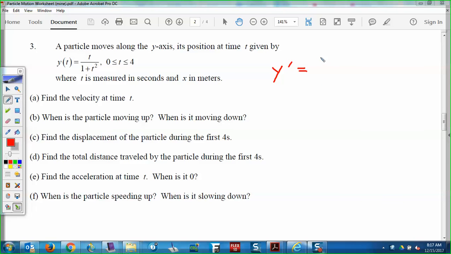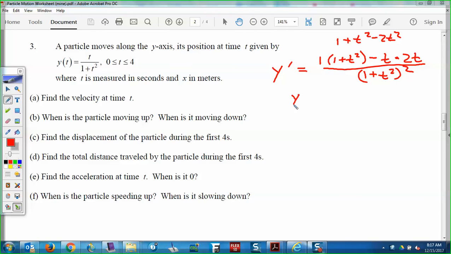So derivative of the top is 1, leave the bottom alone, minus the top left alone times the derivative of the bottom, which would be 2t, all over the bottom squared. So 1 plus t squared, squared. We want to combine up here: we have 1 plus t squared minus 2t squared. So y prime becomes 1 minus t squared over 1 plus t squared, squared.